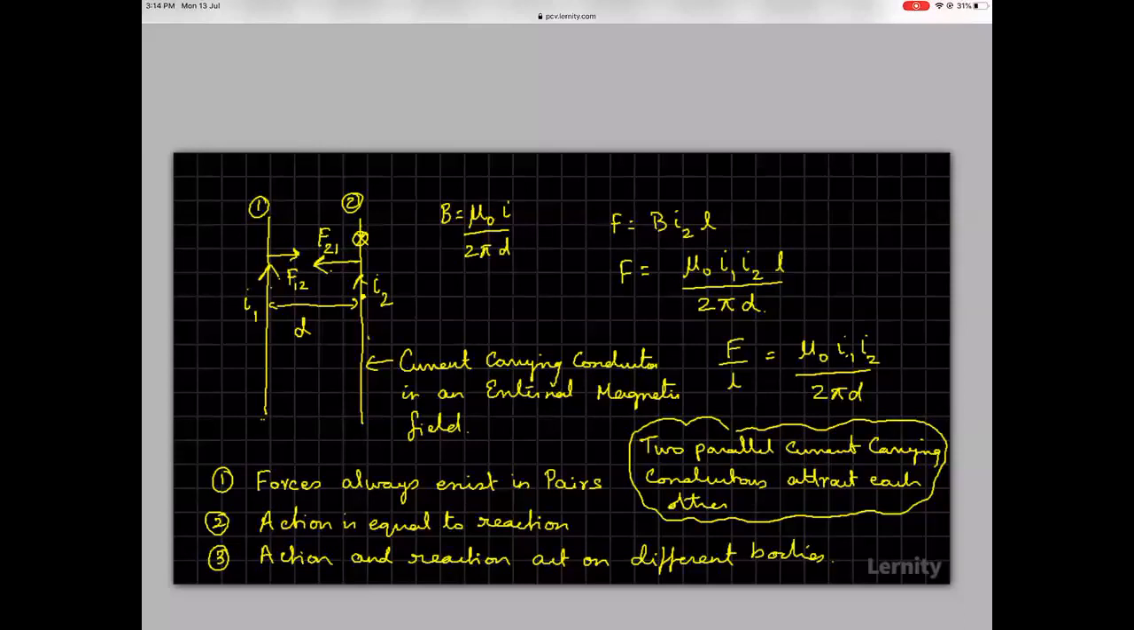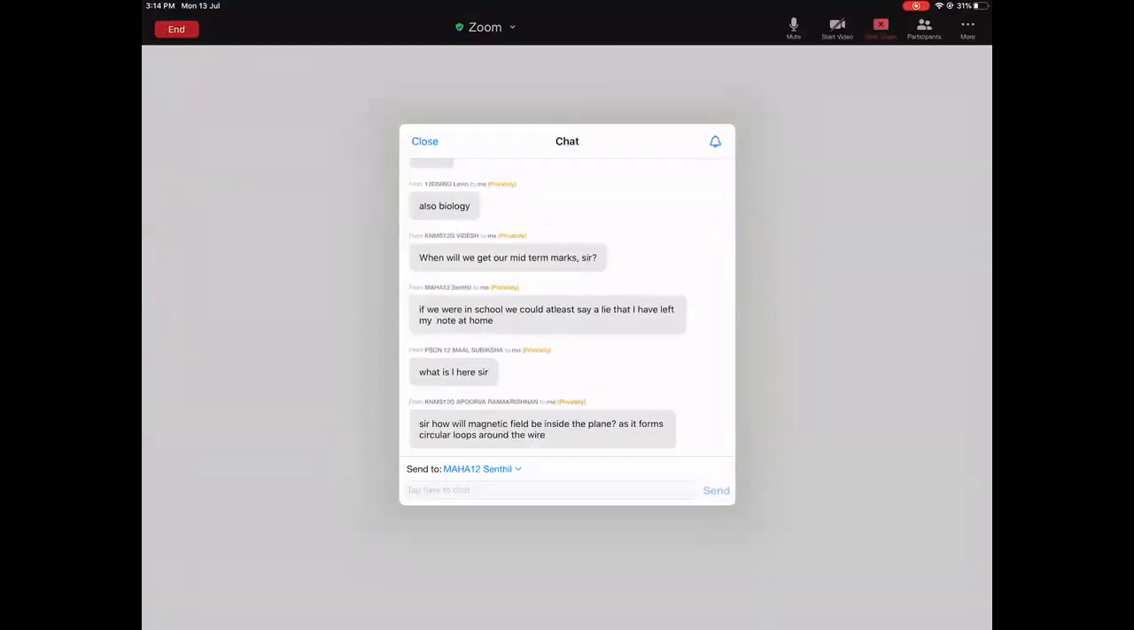Yeah, so if this is understood, sir, how will the magnetic field be inside the plane? Hold the wire with your right hand, see how your fingers are going. So it is inside the plane. On the computer, it is going inside. If you hold the wire with your right hand, the fingers are going inside. Only then you will be able to bring them to the other side. Here L is the length.